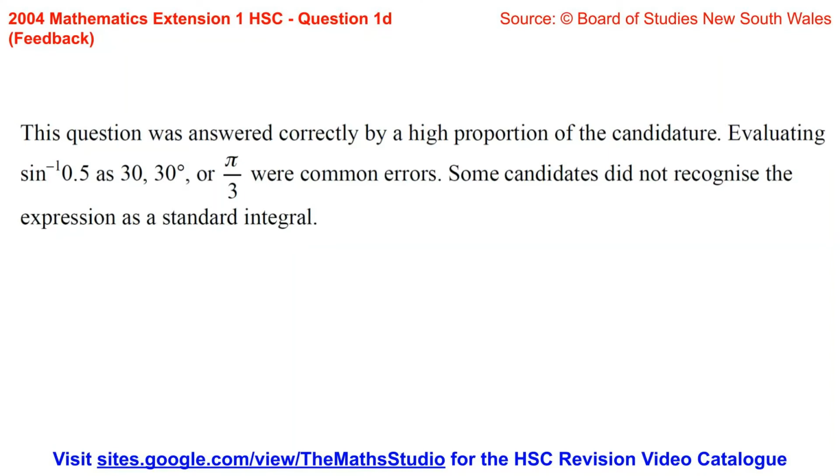The following is the feedback from the Marking Centre for question 1d. This question was answered correctly by a high proportion of the candidature. Evaluating inverse sine of 0.5 as 30 degrees, or pi over 3 were common errors. Some candidates did not recognise the expression as a standard integral.